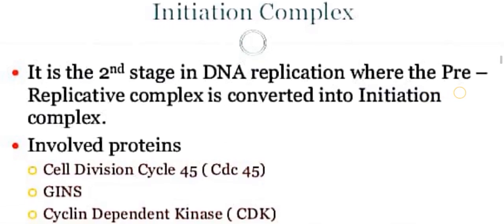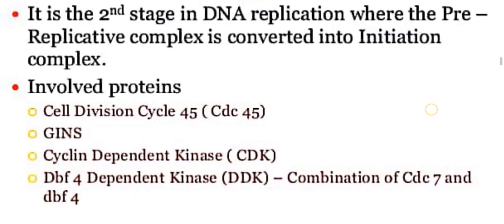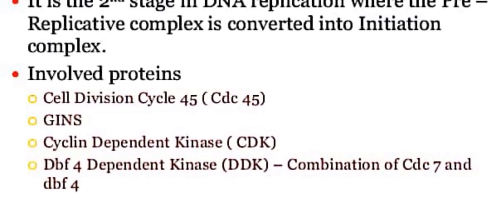Initiation complex. It is the second stage in DNA replication, where the pre-replicative complex is converted to the initiation complex. Involved proteins: cell division cycle 45 (CDC45), GINS, then cyclin dependent kinase or CDK, and DBF4 dependent kinase or DDK, a combination of CDC7 and DBF4.